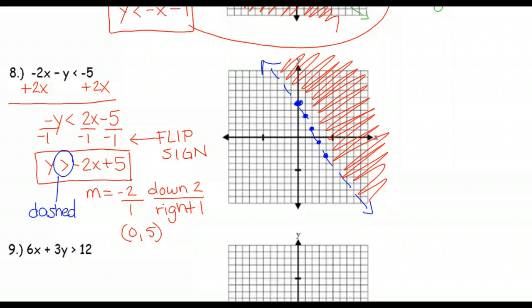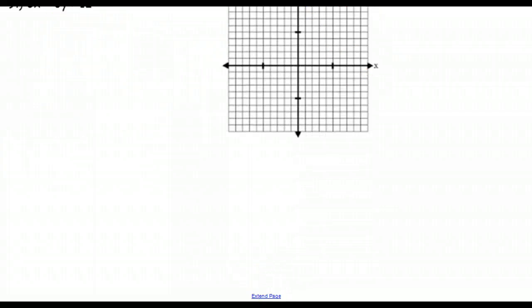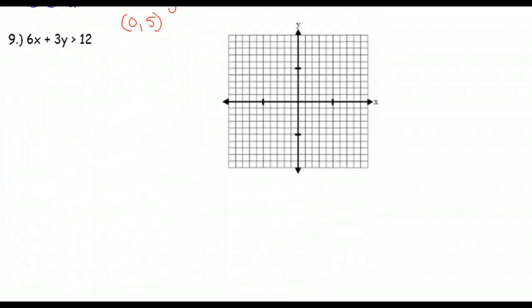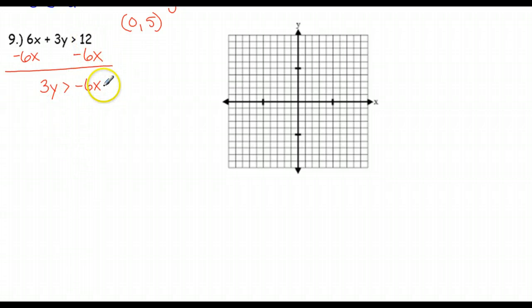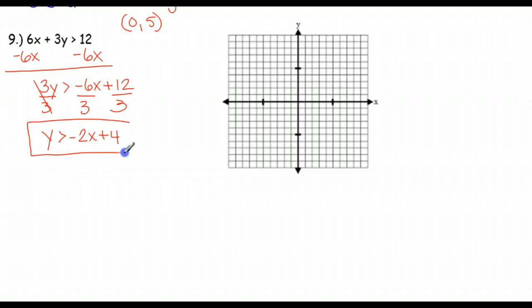All right, let's go ahead and look at the next example, number 9. So first thing we need to do is solve for y. So we're going to subtract 6x from both sides. And when we do that, we can rewrite the inequality. 3y is greater than, write negative 6x first. And then since 12 is positive, we write plus 12. Then divide both sides by 3, and that means everything. And when we do that, y is greater than negative 2x plus 4. So this is the inequality that we're going to graph.